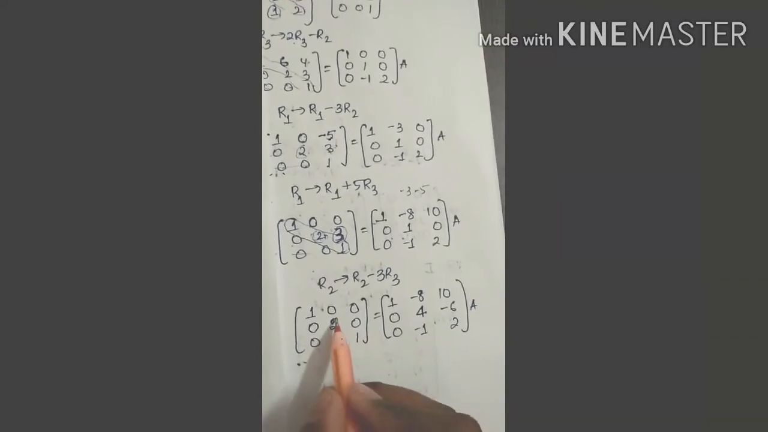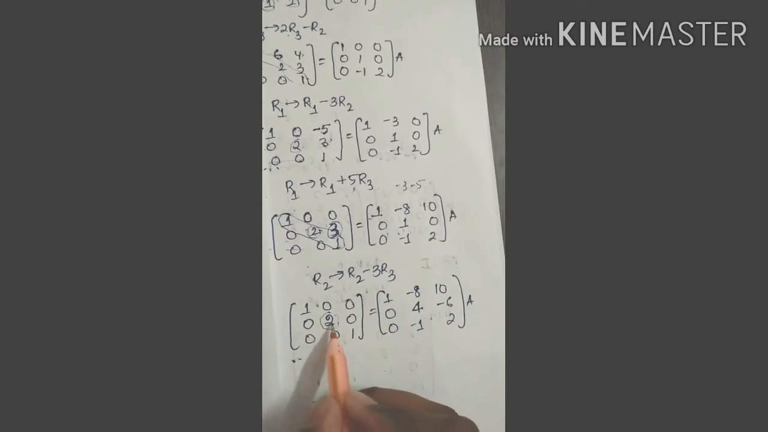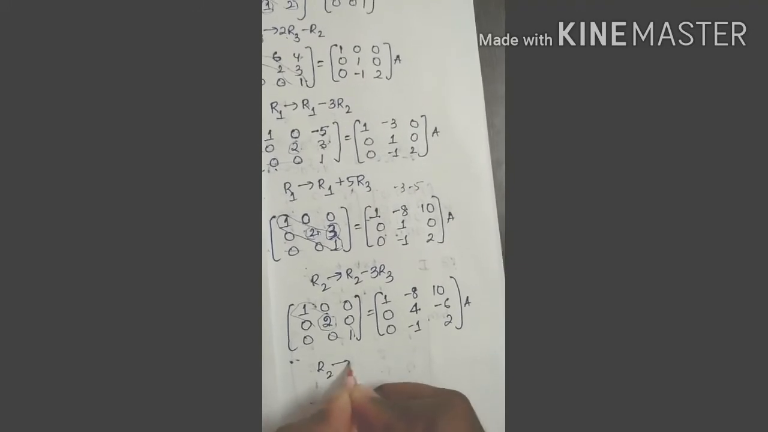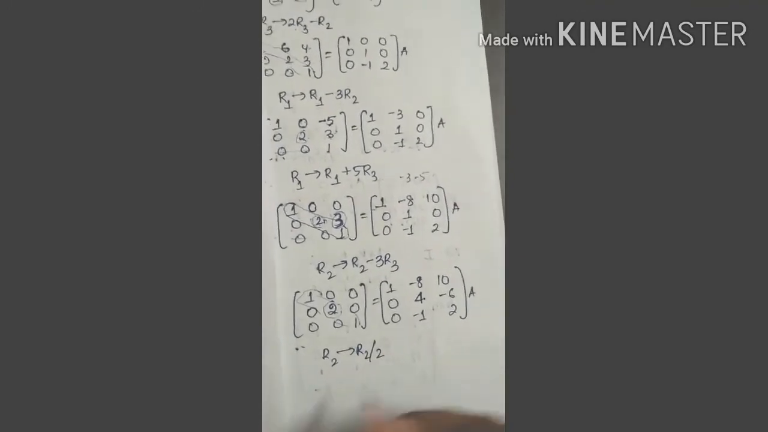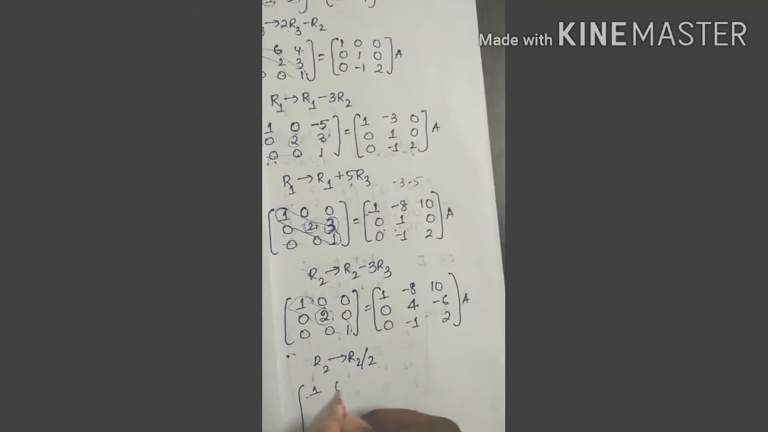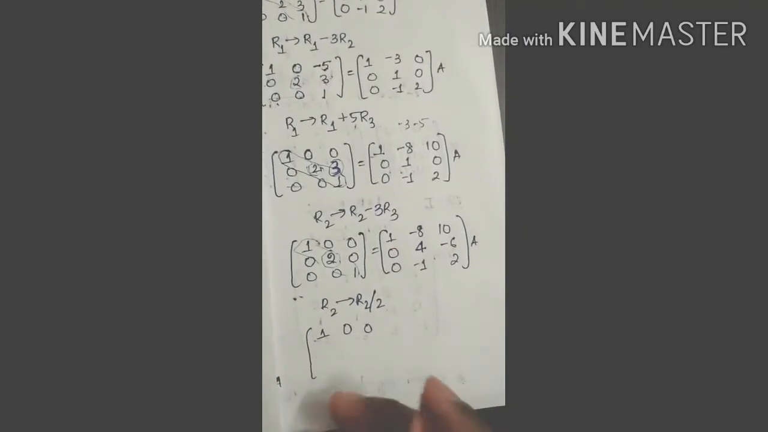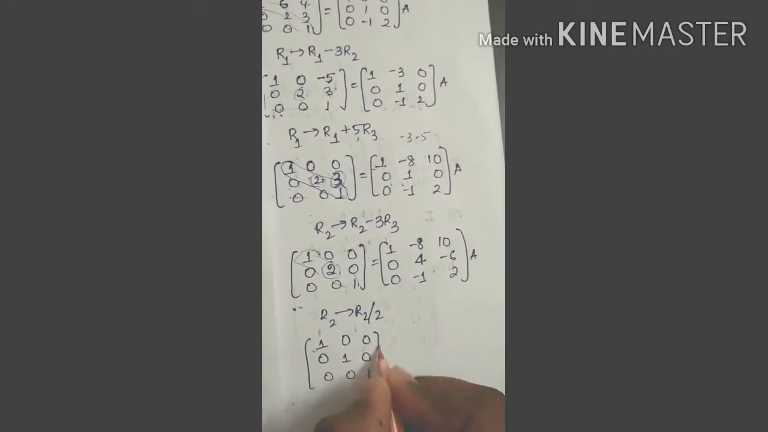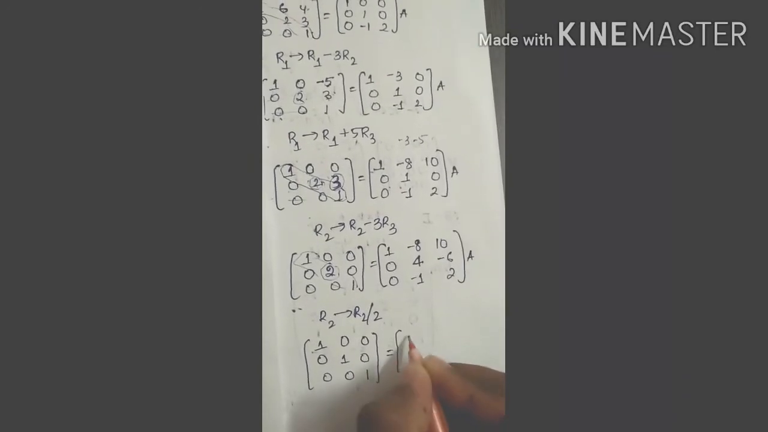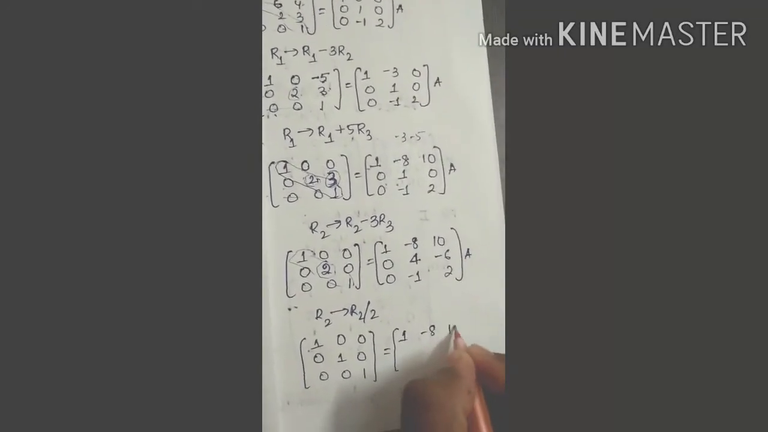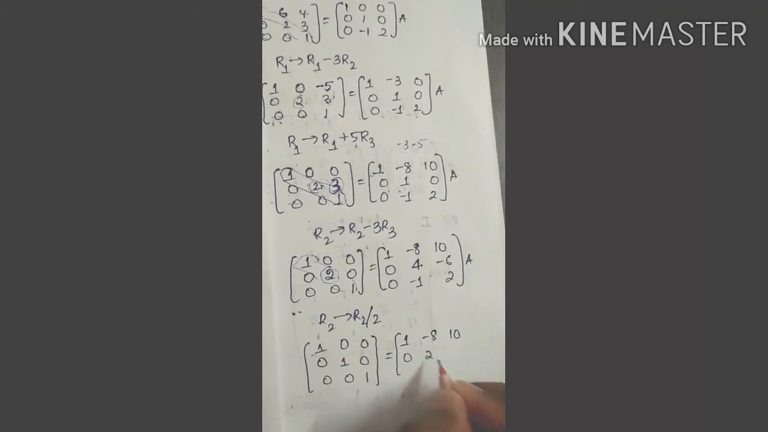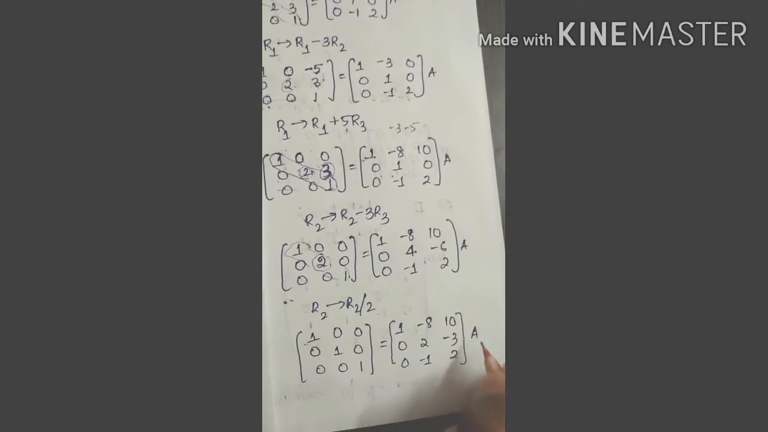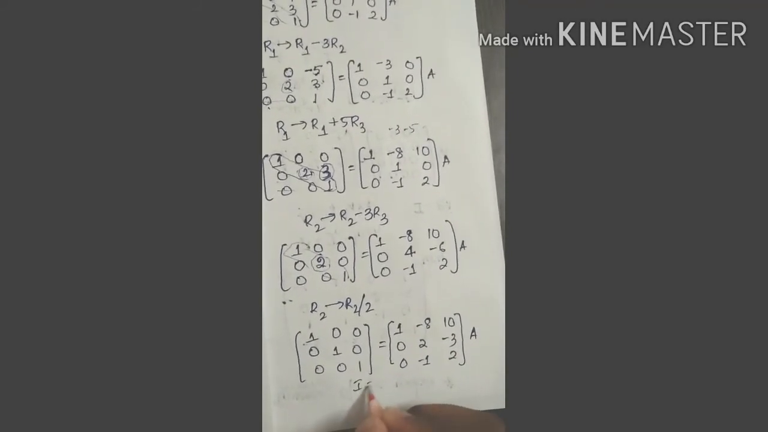Right? Next, here we'll get 2. It is 2, but the diagonal element should be 1 for the identity matrix. So R2 tends to R2 by 2. 1 0 0, 0 1 0 0 0 1. Only for R2, no changes in R1 and R3. 0 4 by 2, 2 minus 3, 0 minus 1, 2. See, now it is in the I equals BA form.